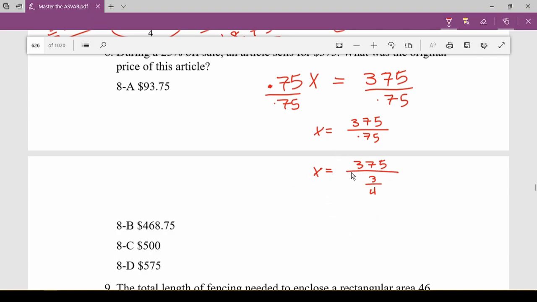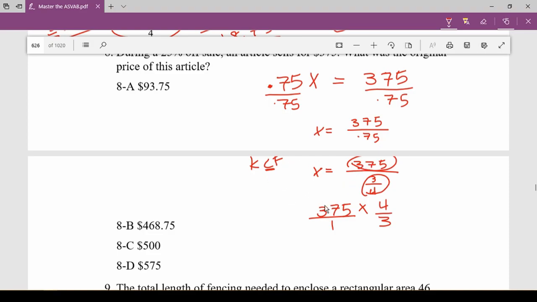When you divide fractions, you follow the keep, change, flip rule. That is, you keep 375. You change it from division to multiplication. And then you flip this fraction. So this becomes 4 over 3. To turn a whole number into a fraction, you put it over 1. So again, keep, change, flip.